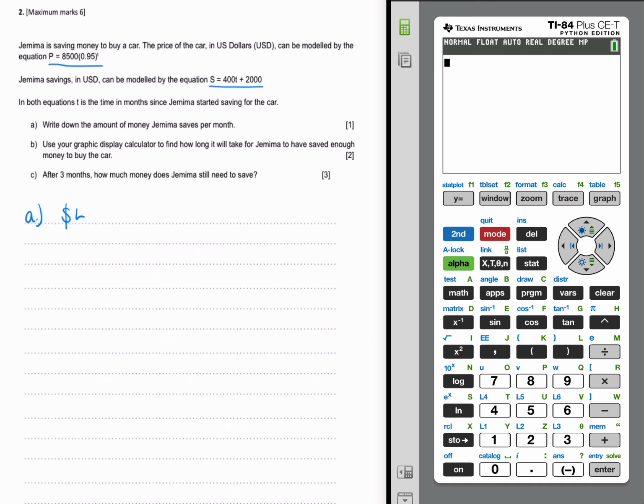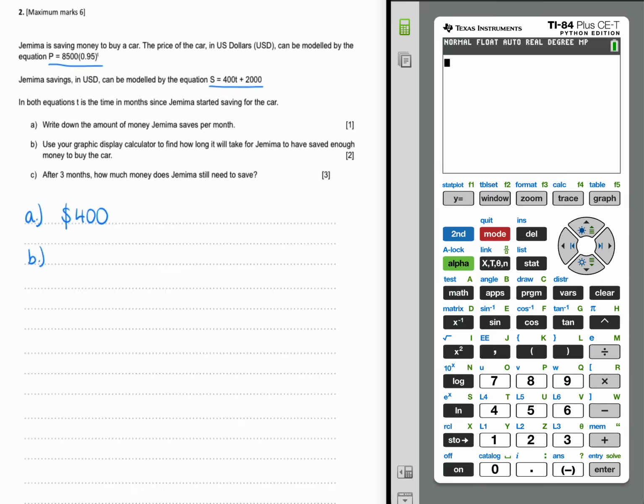So she saves $400 every month. If we look at that equation, every month that passes, we add another 400, and originally she started with 2,000 in savings. For part B, we then need to use the calculator to find out how long it will take Jemima to have saved enough money to buy the car.